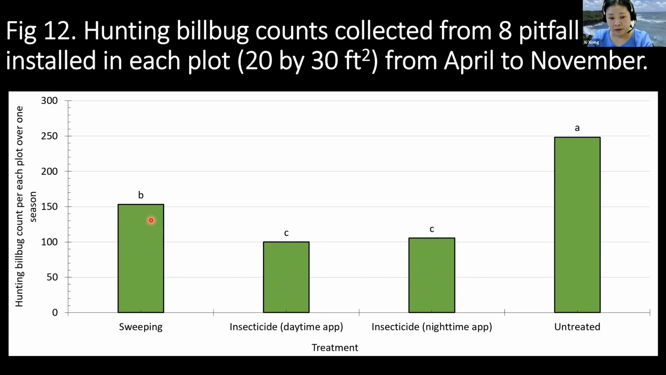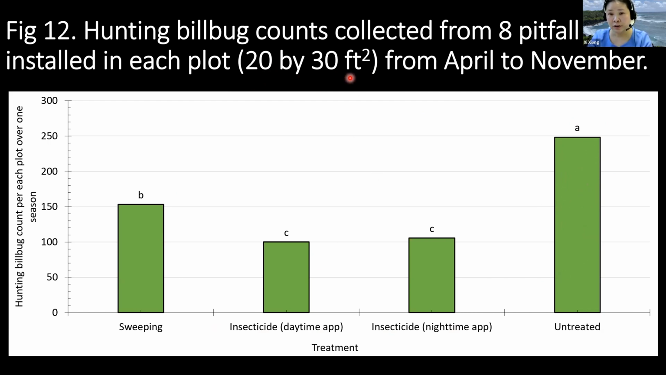And then the sweeping, compared to the insecticide, ended up with 50 more Billbugs than the insecticide-applied plots, but still significantly, around 100 Billbugs less than the untreated plots. Now, one thing I want you to pay attention to: when you think about the entire plot, we have 4 treatments and 4 replications. So we have 16 of the 20 by 30 square feet plot area.